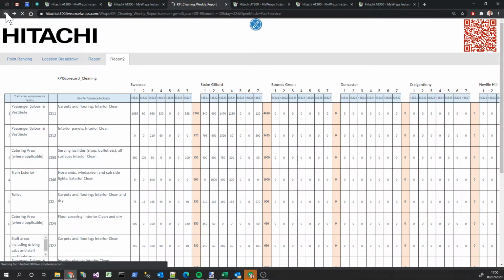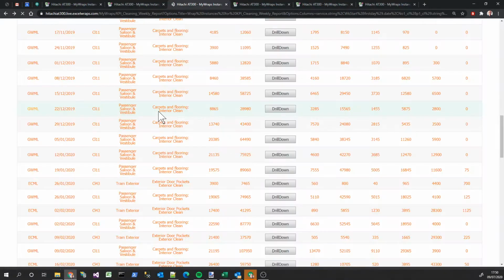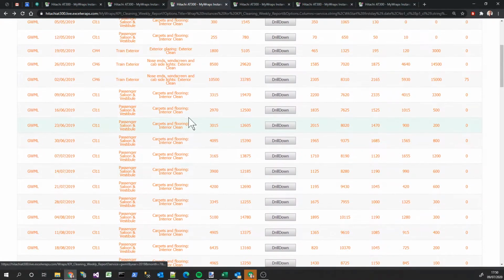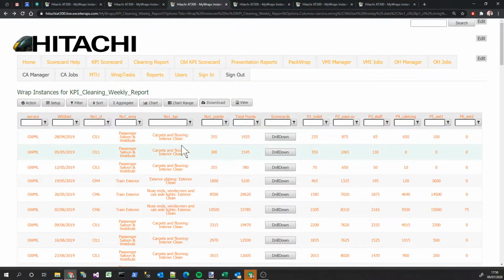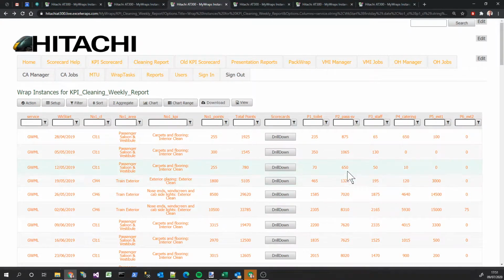And this is how we go about pulling data into our weekly report and into these MyRaps reports. So that kind of explains how we generate the data and where the data comes from. But we can also show you this information in a tabular way, which is what we've got here, and we've got lots of filters on here as well. So if we were only interested in Great Western, then we would just put Great Western in there. It would filter out all the Great Western results.